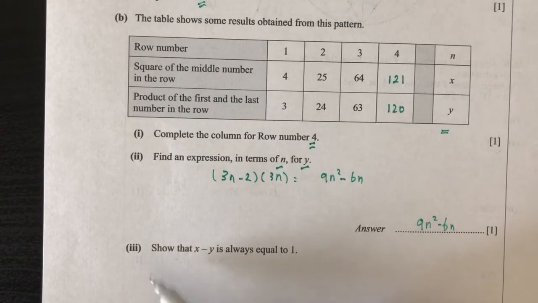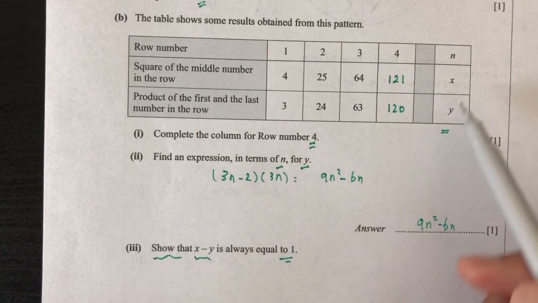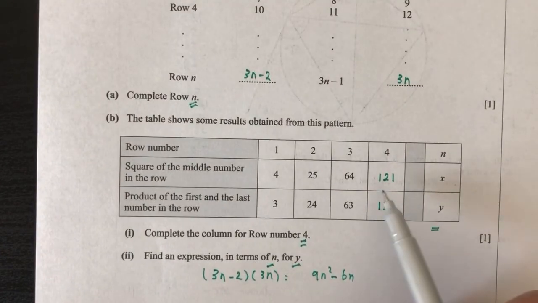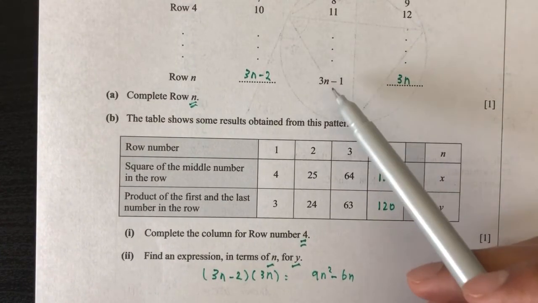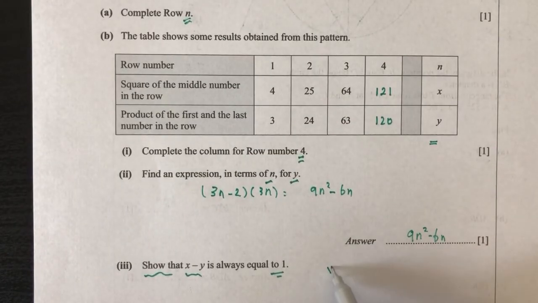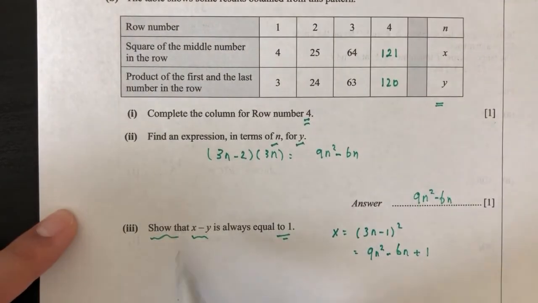Now, part 3. Show that x minus y is always equal to 1. So find the value of x. What is x? X is the square of the middle value, this one. So x is equal to (3n minus 1) squared. Expand this, we have 9n squared minus 6n plus 1.